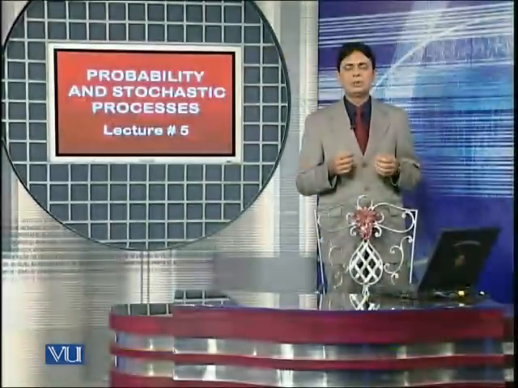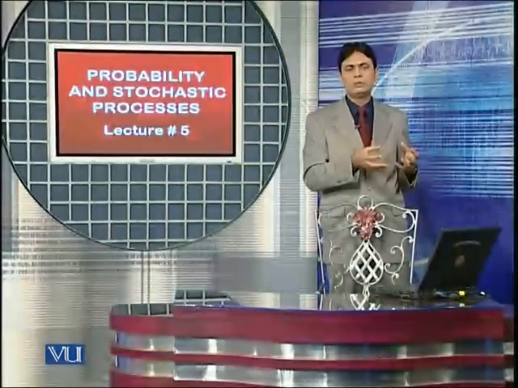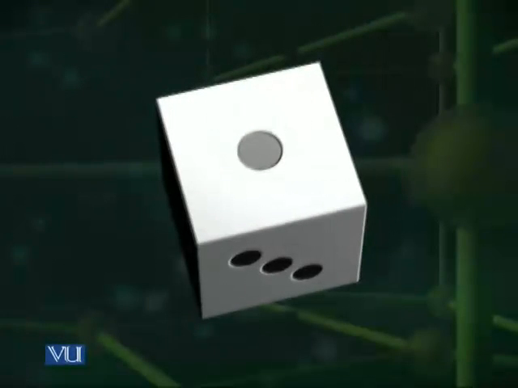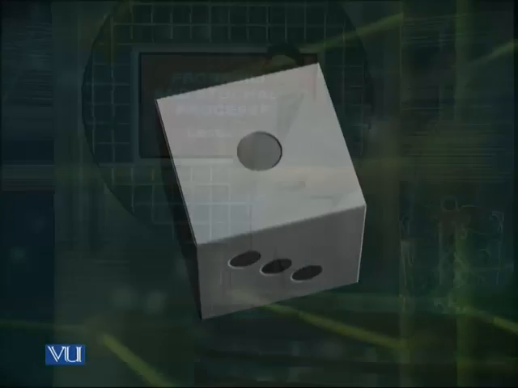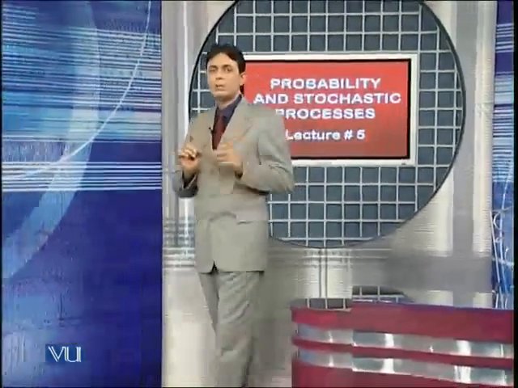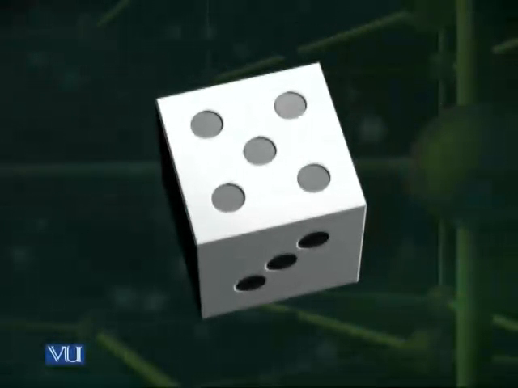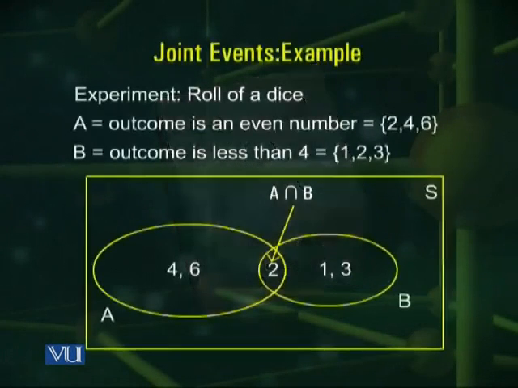For other outcomes, it's possible that one of the two events occurs or none of the events occur. For example, you roll a dice and you get 1. Then this outcome does not belong to the set of even numbers, so that event has not occurred. But the other event, where the outcome should be less than 4, has occurred. And as another example, if you roll a dice and get 5, then neither of the two events has occurred. The 5 is neither an even number nor less than 4.